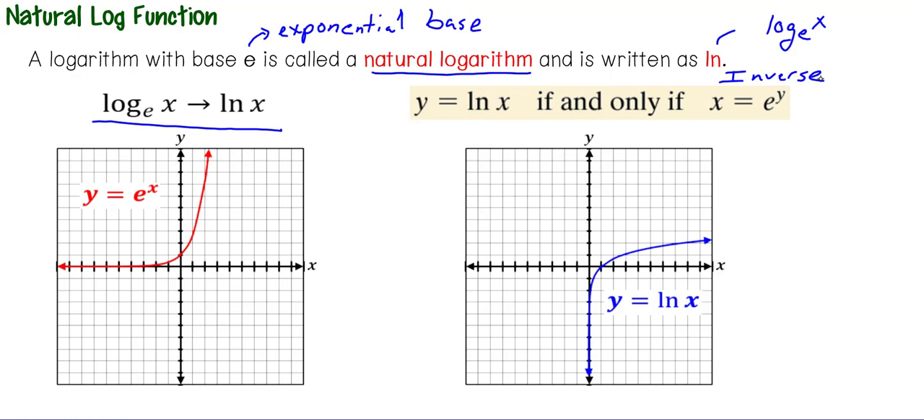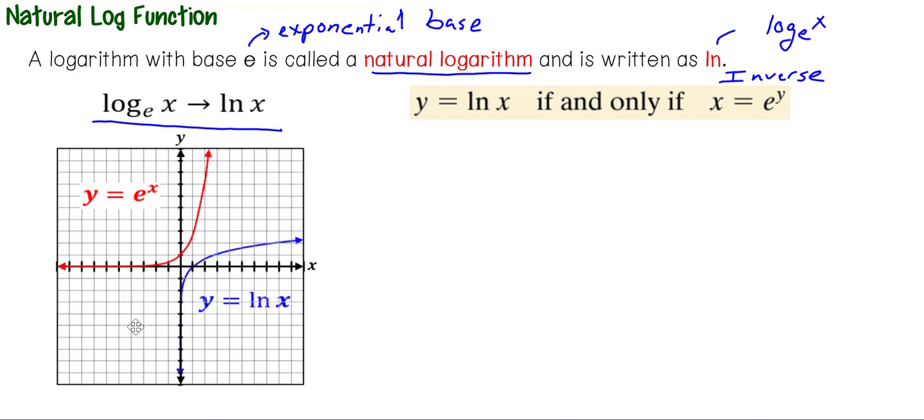And just like the graph that we looked at previously, on the left we have the exponential graph of y equals e to the x, and on the right we have the graph of y equals ln x. And you will see if we put them over each other, they are mirror images of each other over the y equals x line, which means if they're mirror images over y equals x, then they are inverse functions.